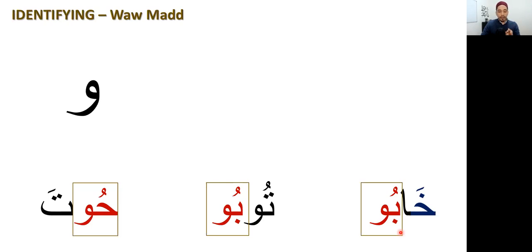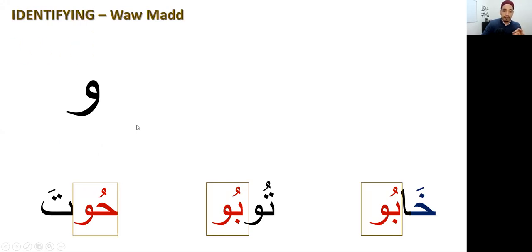But it's so important that you understand this technicality, the two requirements for when you need to extend. We see a letter with a dhamma. After that, you see a waw after the dhamma, and that waw has nothing on it. You're going to extend over here. Khabu, tubu, huta. Okay. No fatha, no kasra, no dhamma.